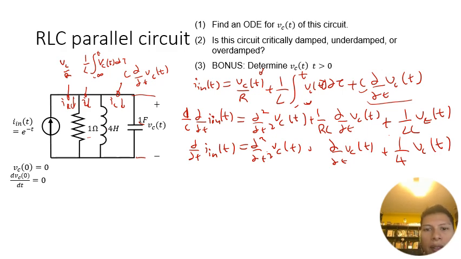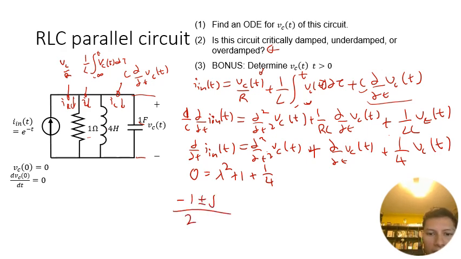Now I can figure out whether it's underdamped or overdamped. To do that, I need to solve the characteristic equation. So I have 0 equals lambda squared plus lambda plus 1 over 4. So that's going to give me negative 1 over 2 plus or minus the square root of 1 squared minus 4 times 1 over 4, which is equal to negative 1/2 plus or minus 0.